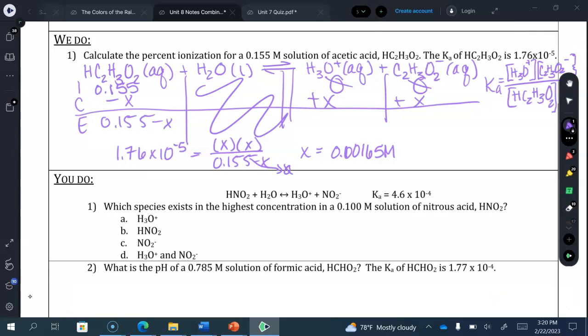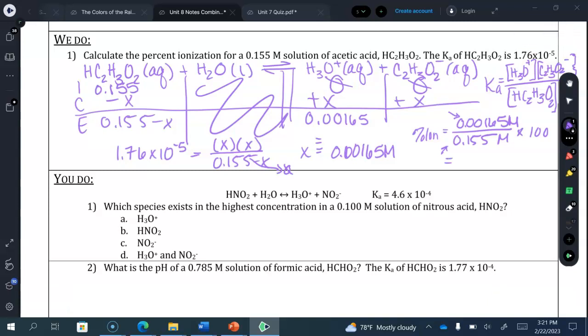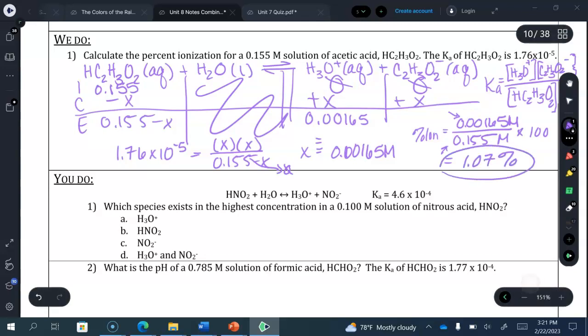Since we want to calculate the percent ionization, this is also equal to the hydronium ion concentration. So we're going to end up using that in our percent ionization, which is the amount of acid that ionized divided by the initial concentration of the acid. So this is how much from the total ionized. And since it's percent, you have to also multiply by 100. Plugging this into the calculator, you should get 1.07% ionized.